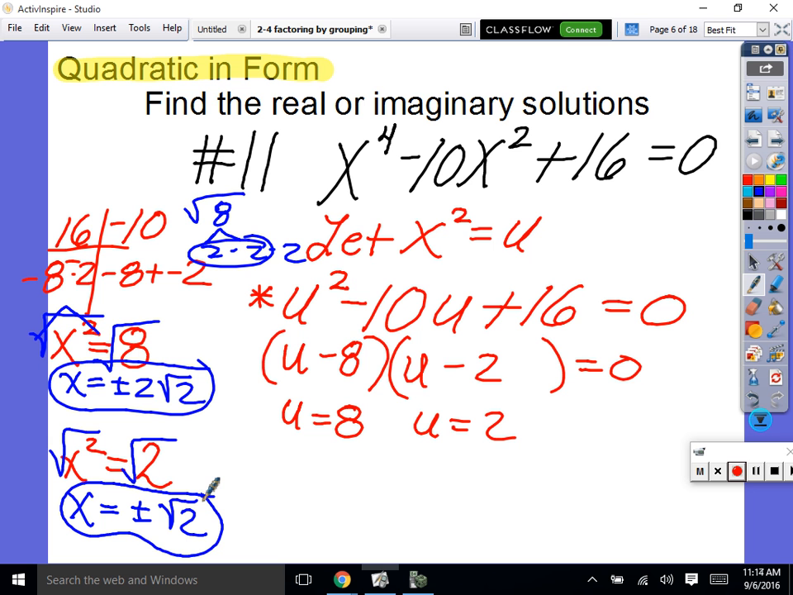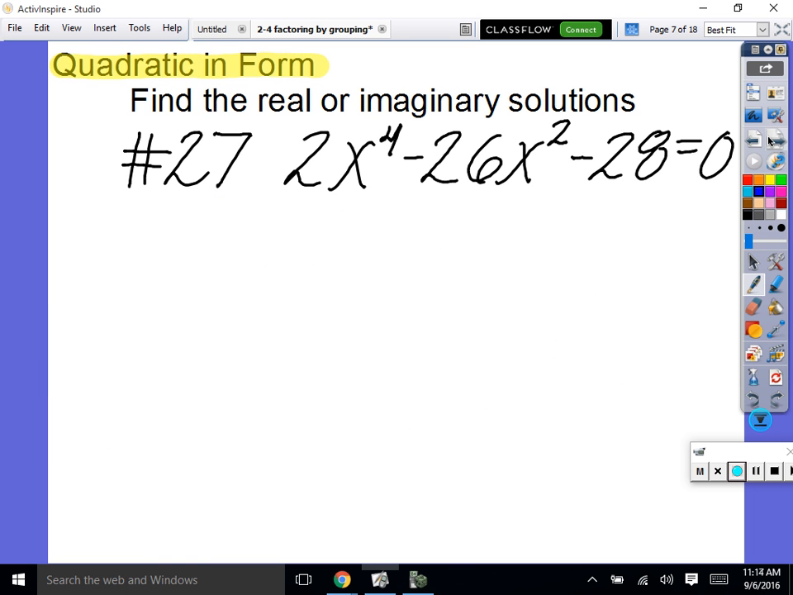Now, if they were the same solution, we would say x equals 2 square roots of 2 with a multiplicity of 2. Like if they came out exactly the same, right? That means it happened twice. Does everybody get what I'm saying? X equals negative 2 square roots of 2 with a multiplicity of 2. But they were different after. Because there are times when they come out the same.